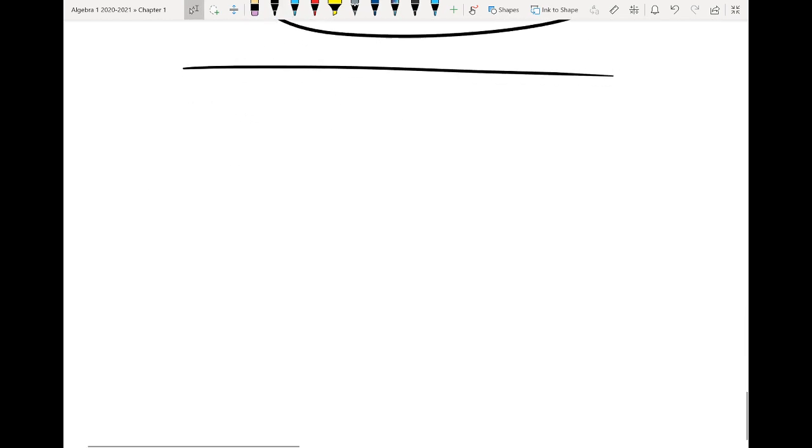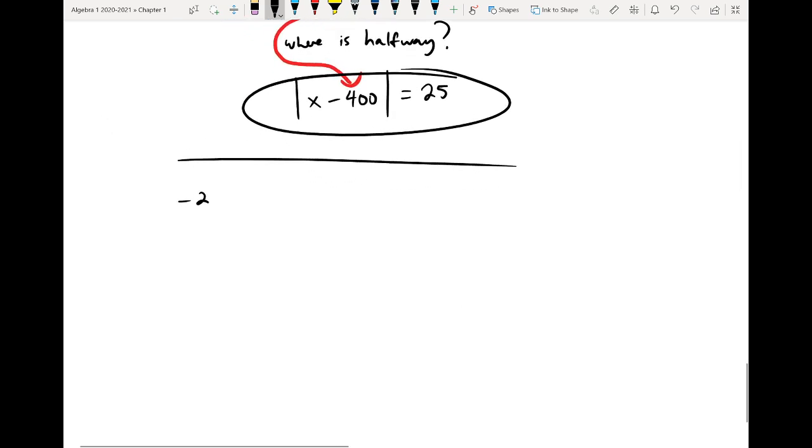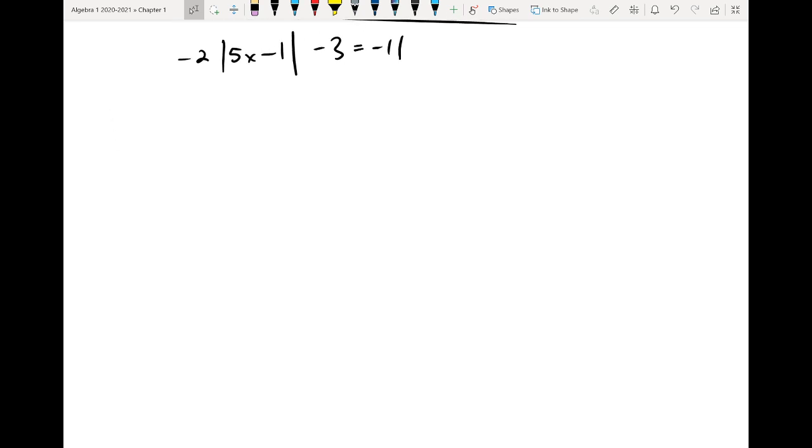A couple more examples for you. Let's go negative 2 times the absolute value of 5x minus 1 minus 3 is equal to negative 11. Let's see if this is actually doable. And I think it is. Now, wait, it's equal to negative 11, but who cares? The absolute value here is not by itself. Once the absolute value is by itself, we can then look at the equation and say, hey, is it always yielding a negative? If so, there's no solution, but we haven't got that yet.